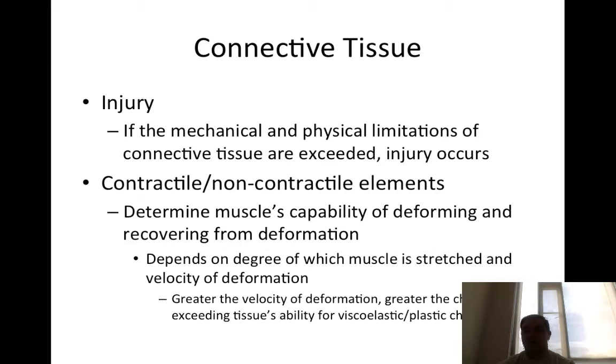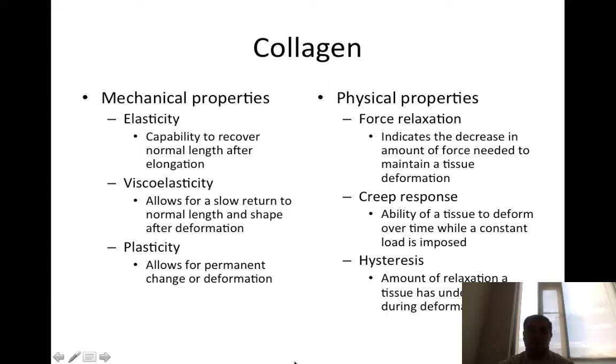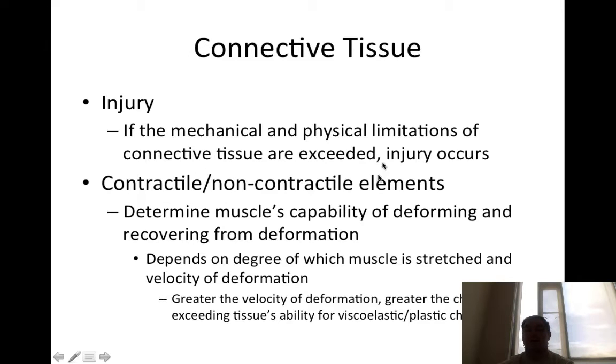Okay, injury. If the mechanical and physical limitations of connective tissue are exceeded, injury occurs. So if we exceed these two things, essentially we go into plasticity at too fast of a speed or velocity, right? Injury occurs. We strain our hamstring, tear our hamstring, grade 1, 2, 3, right? So contractile, non-contractile elements.